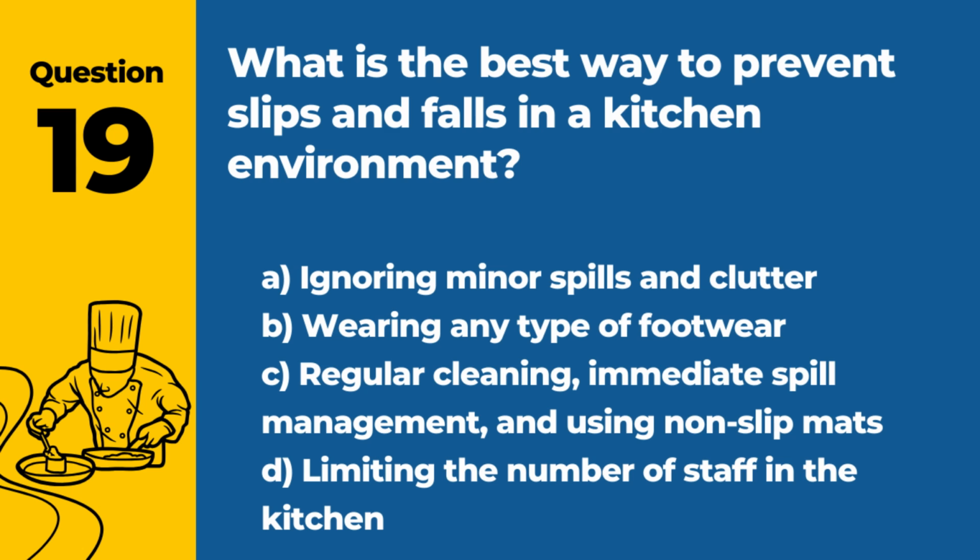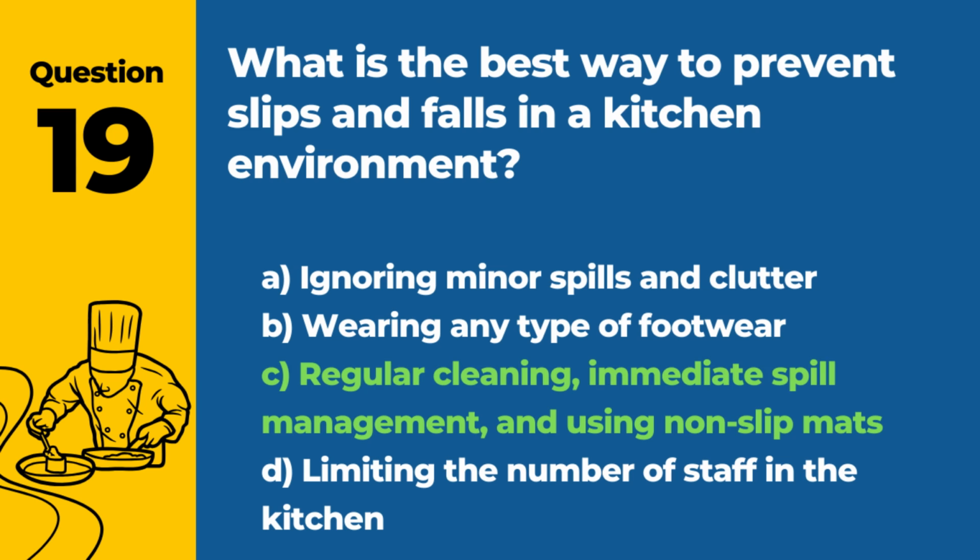Question 19. What is the best way to prevent slips and falls in a kitchen environment? A. Ignoring minor spills and clutter. B. Wearing any type of footwear. C. Regular cleaning, immediate spill management, and using non-slip mats. D. Limiting the number of staff in the kitchen.